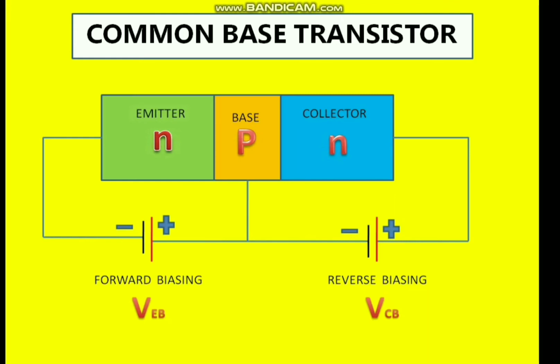Similarly, in case of base and collector, the voltage should be very high so that we get minimum current and maximum resistance. This is the way how we change the value of resistance from low to high.